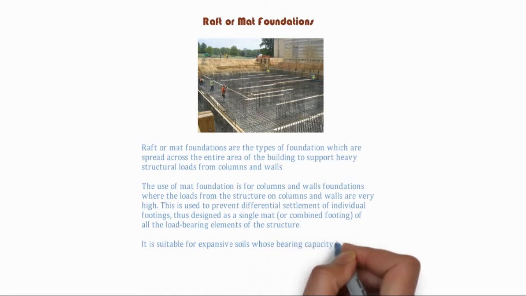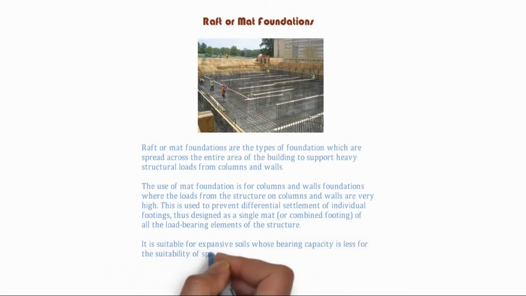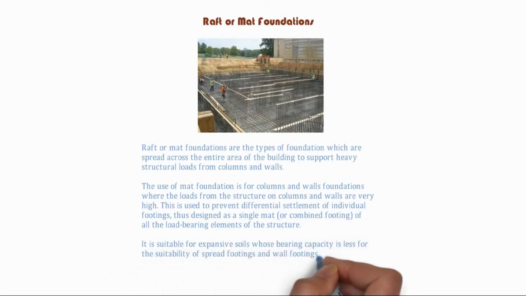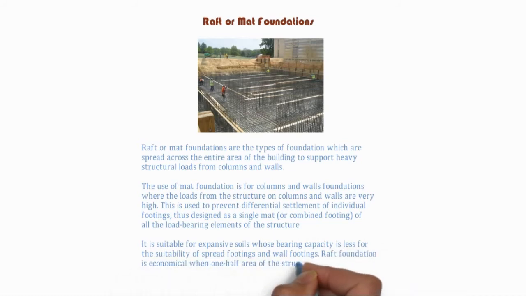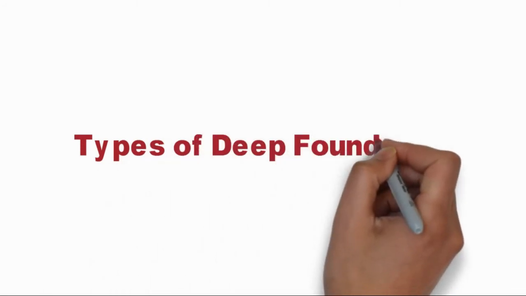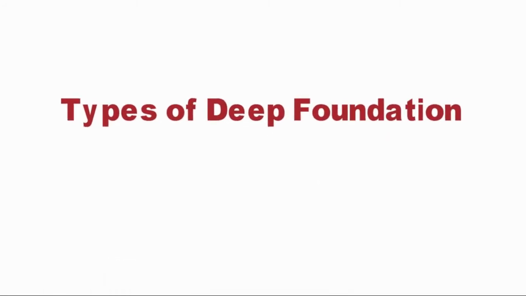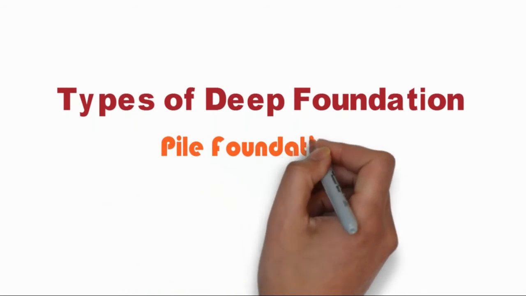It is suitable for expansive soils, whose bearing capacity is less, for the suitability of spread footings and wall footings. Raft foundation is economical when one-half area of the structure is covered with individual footings, and wall footings are provided. Types of deep foundation. Pile foundations.